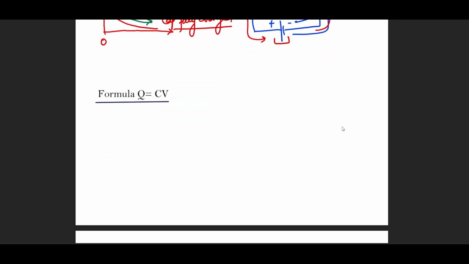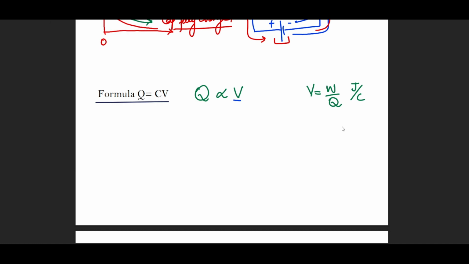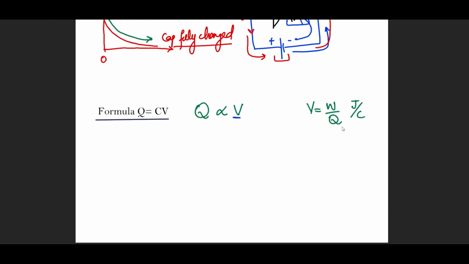Then we go towards the formula Q equals CV. What is the meaning of this formula? Basically, the formula starts from the idea of charge being proportional to voltage. Now we know from AS electricity and simple O levels that voltage is work done per charge, so this is basically joules per coulomb. The battery is the cause of this work done on every charge so that it can move from one plate to another plate and eventually store that energy.